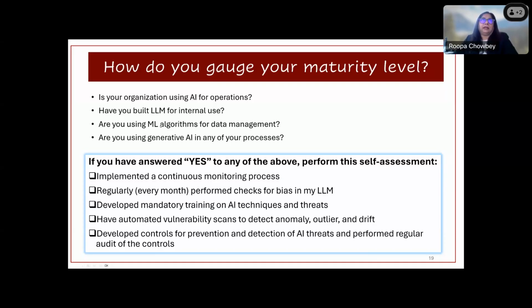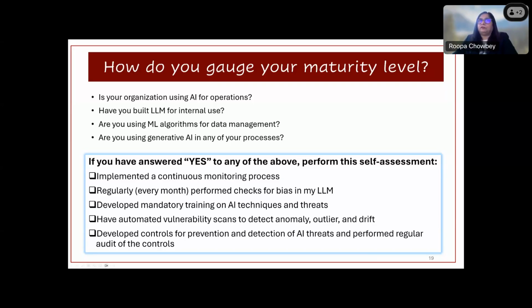So if you're using AI or LLMs or ML algorithms or any of these processes in your organization, ask yourself, have you implemented a continuous monitoring process? As Ash has mentioned a number of times, this is the most important part, because you cannot rest easy after doing your check once. You cannot say, okay, I've checked my AI model, everything is good, no data injection, no false positives, no issues, because it may happen later, after you've performed your first check. So continuous monitoring is important. It's absolutely necessary.